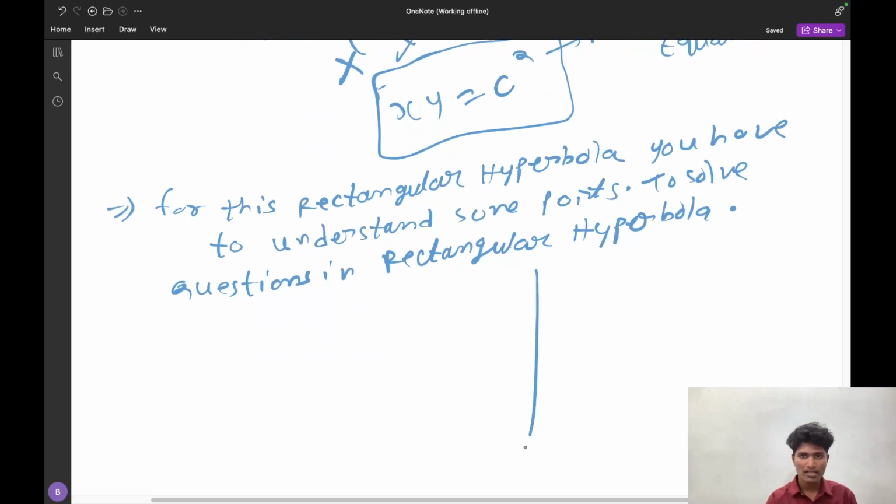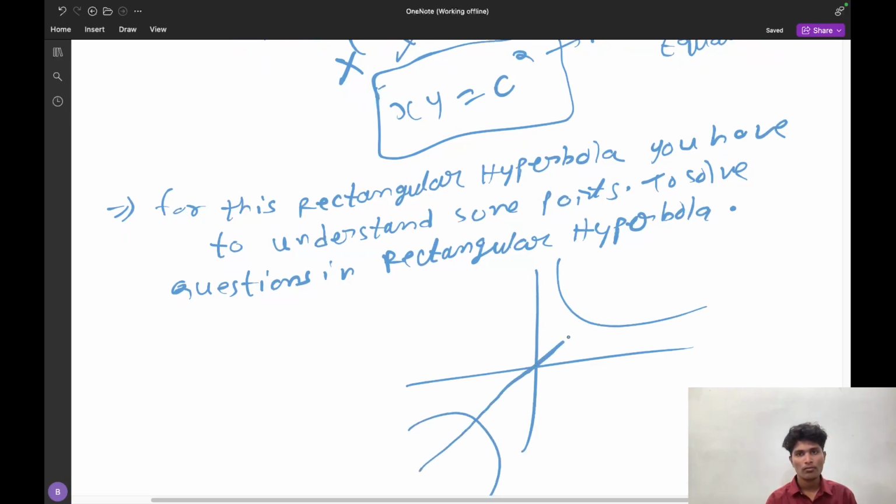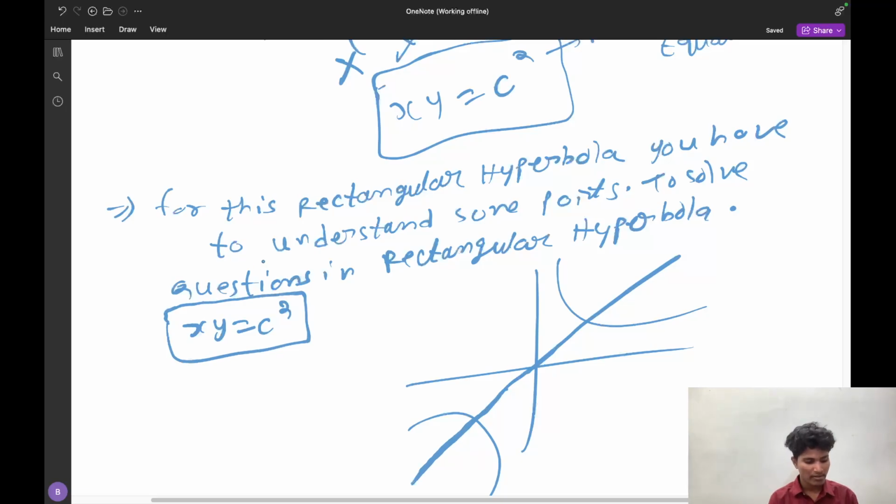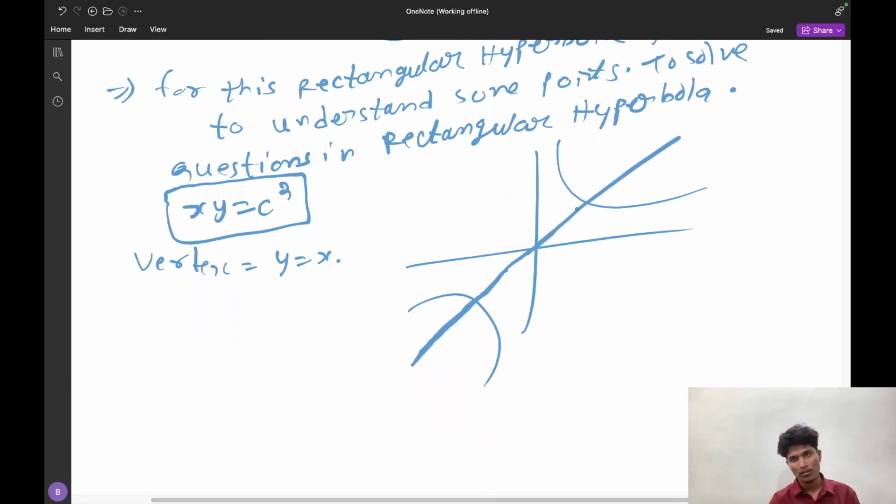What hyperbola are we discussing? This is the hyperbola we are discussing, and xy is equal to c square is the equation. For this equation, the first thing is the vertex. The vertex lies on y is equal to x. This is the vertex.